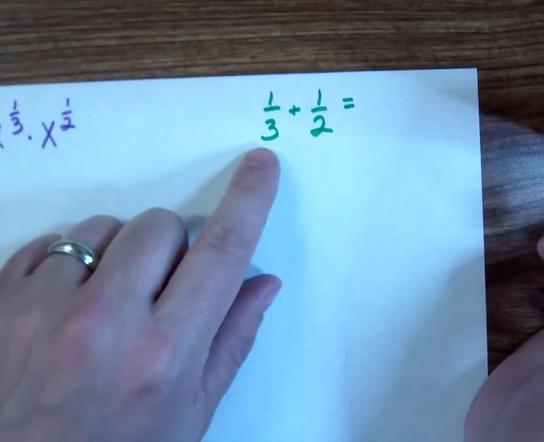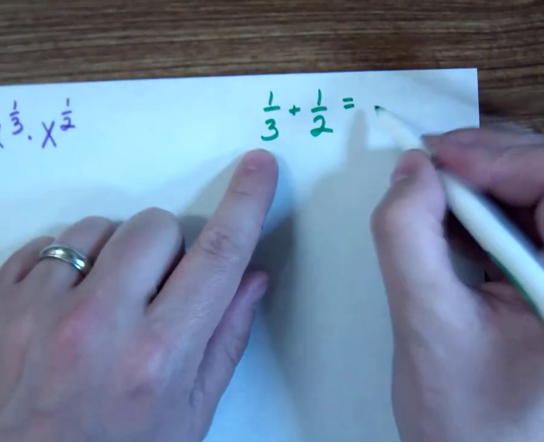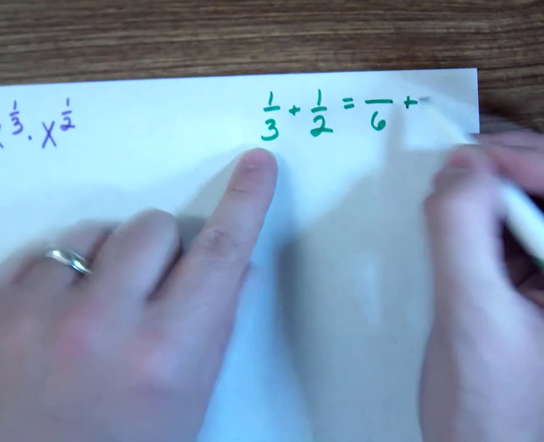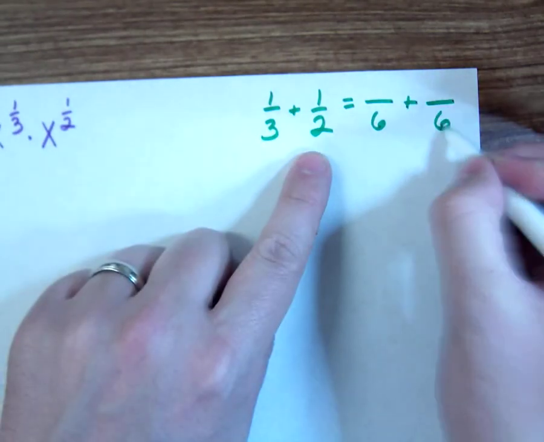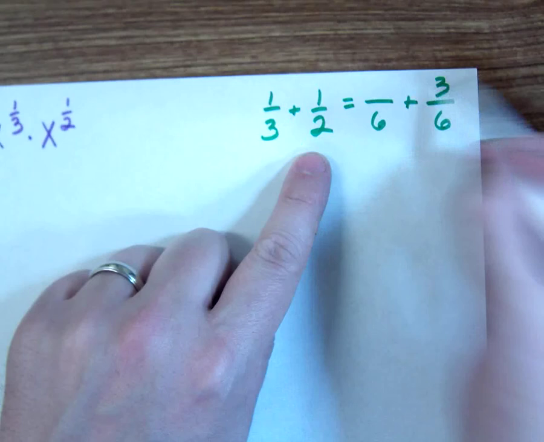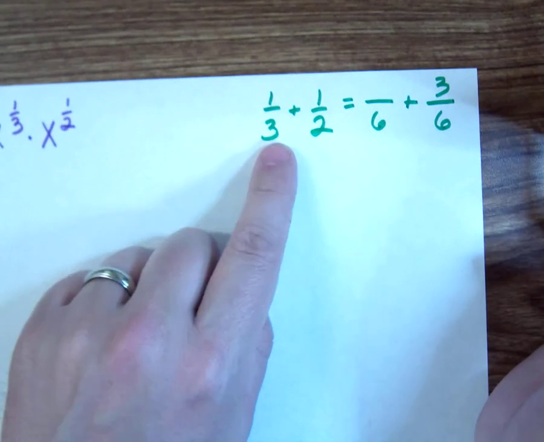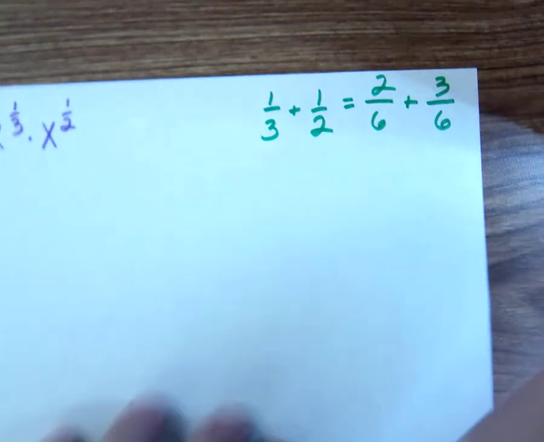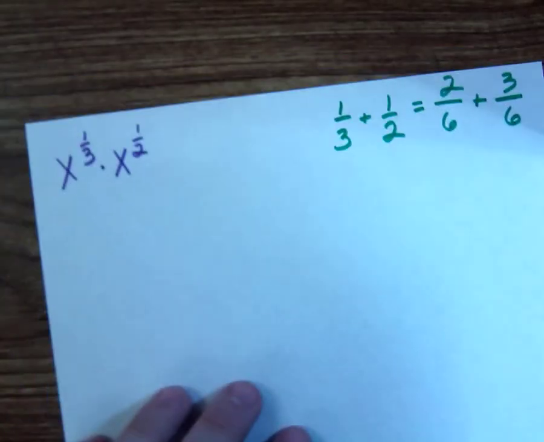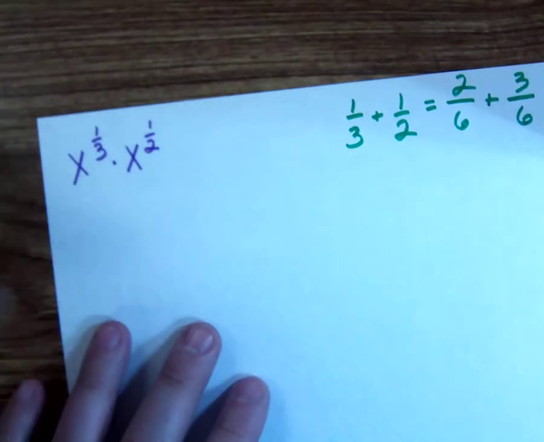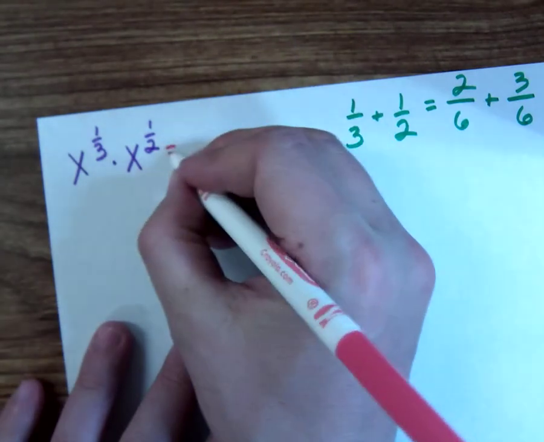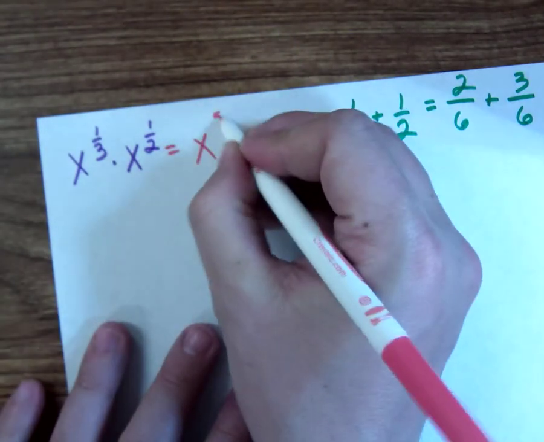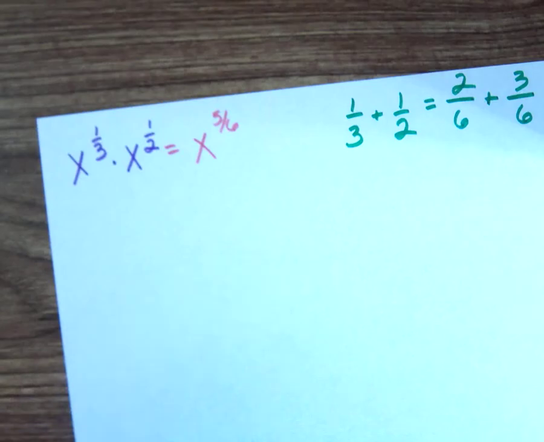6. How do I write 1/3 in 6ths, plus, how do I write 1/2 in 6ths? 1/2 is really easy. 3/6 is a half. What's 1/3 written in 6ths? 2/6. And what's 2/6 plus 3/6? That's 5/6. So x to the 5/6 power.